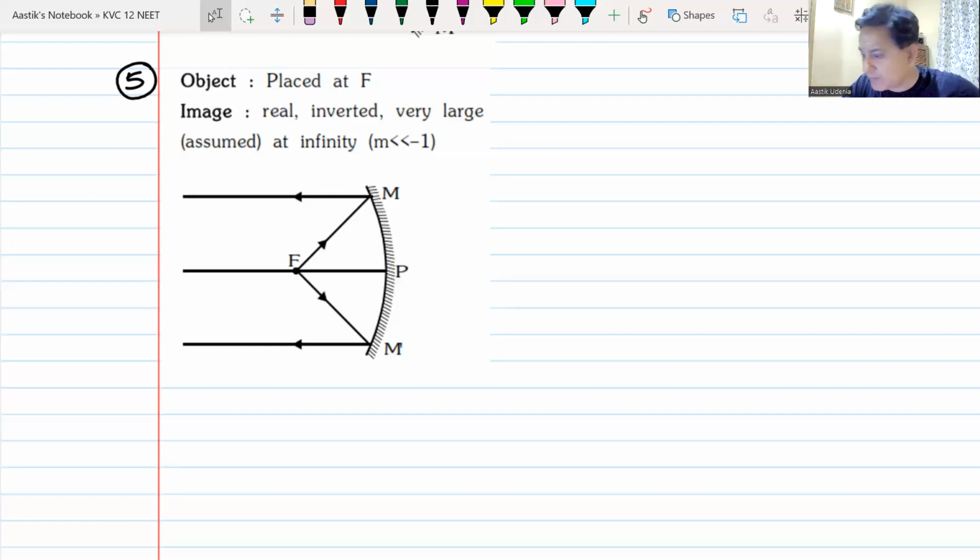Just give me a minute. My screen seems to have stuck. Just give me a minute, beta.